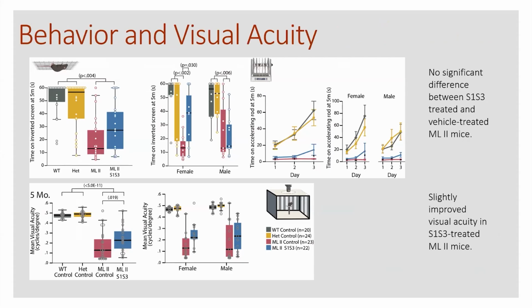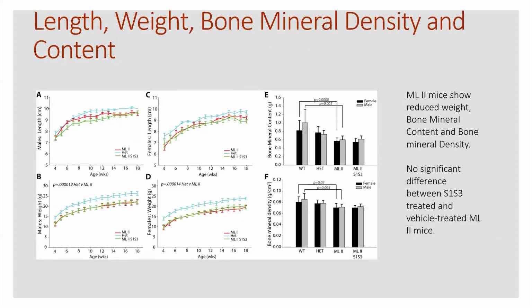The mouse model, interestingly, has quite a lot of retinopathy and vision loss, which is not really part of the human phenotype. But we do see that in the mice, and we saw some improvement at 5 months with gene therapy. We measured length, weight, and we measured bone mineral density and content with DEXA in the mice.